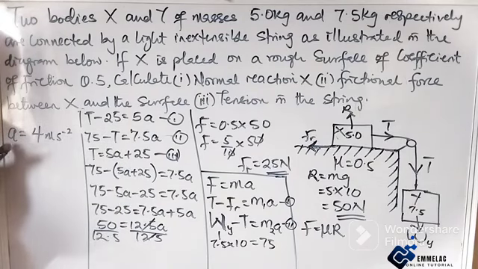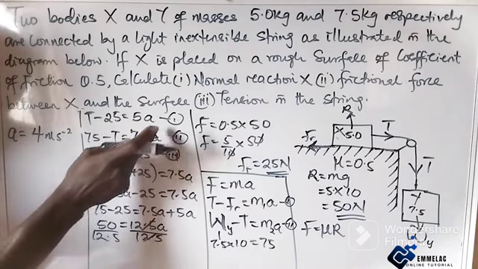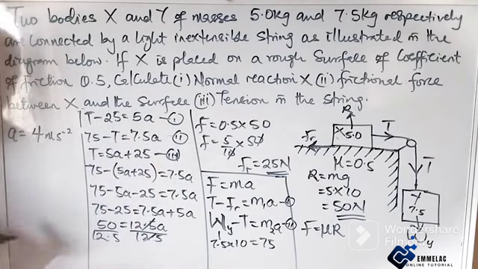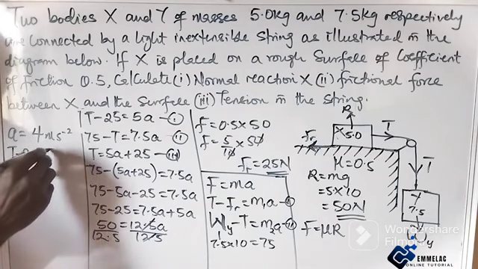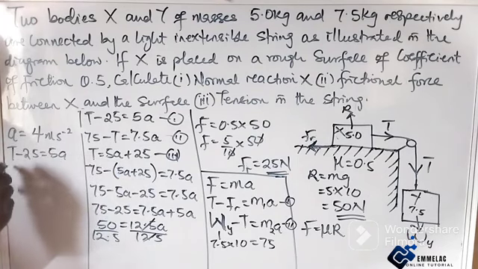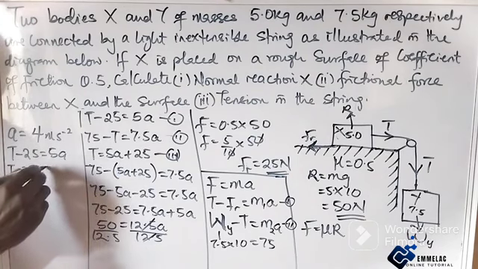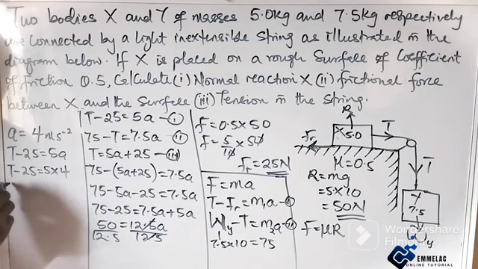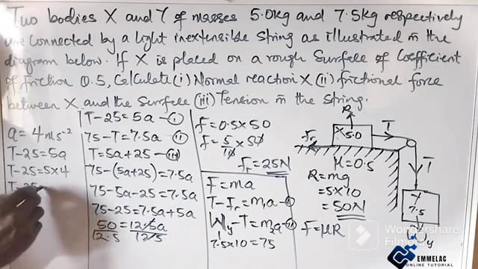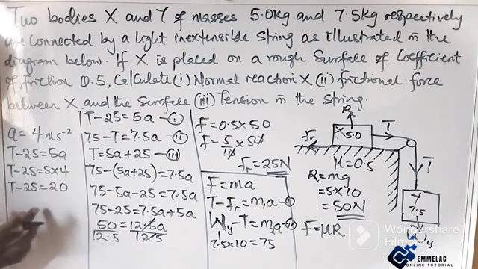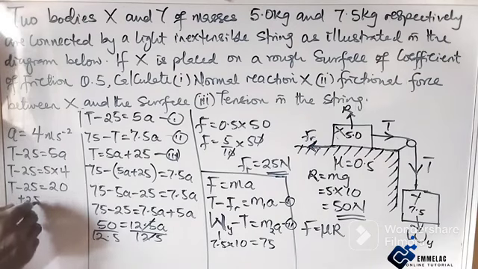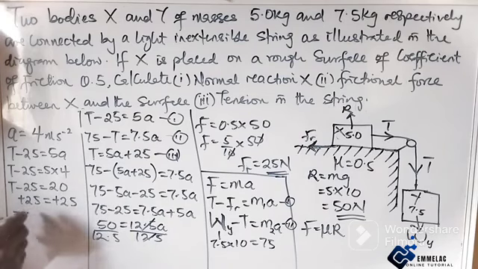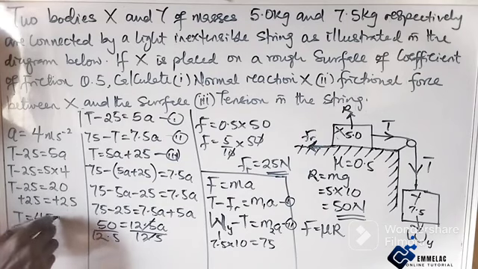So since we've gotten this, you can now input a into either of these equations. From the first equation, which is T minus 25 equals 5a, now replacing a with 4, you have T minus 25 equals 5 times 4. So here you have T minus 25 equals 20. Now adding 25 to both sides, plus 25 equals plus 25. So here we know that T equals 45 Newton.